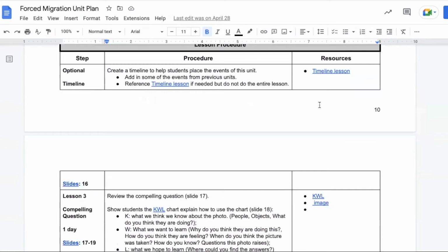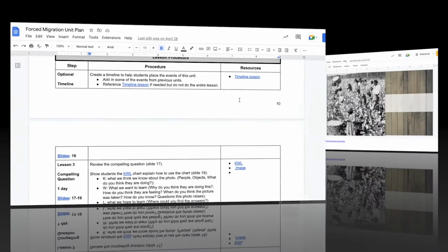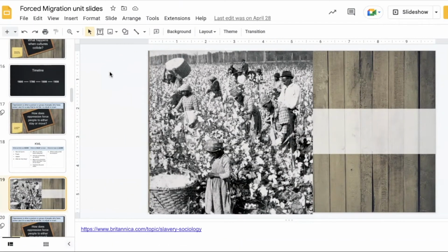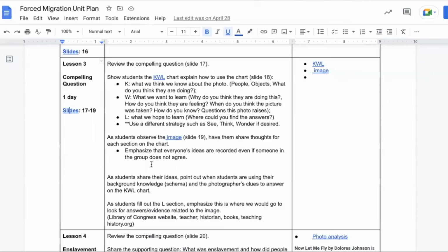There's an optional lesson right at the forefront if you'd like to do a timeline to help students place when this is happening. In lesson 3, students will look at this image and complete a KWL or other graphic organizer. Students can explain what they think they notice, and then you can do a little bit further exploration if there's time.